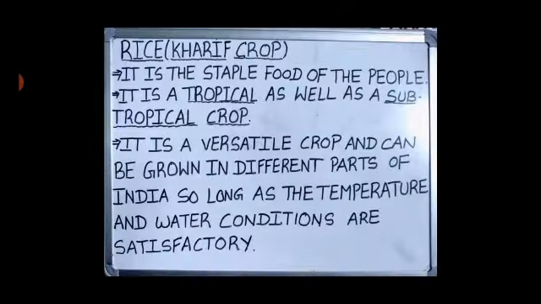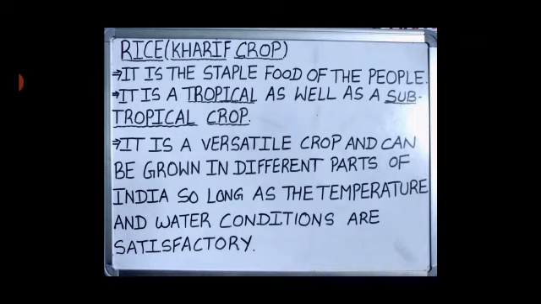So now let's learn about rice, which is the most important food crop. So rice, as we know, it is a Kharif crop. That means it's grown during the summer season. It is the staple food of the people. Second point, it is a tropical as well as a subtropical crop. Number three, it is a versatile crop and can be grown in different parts of India so long as the temperature and water conditions are satisfactory.